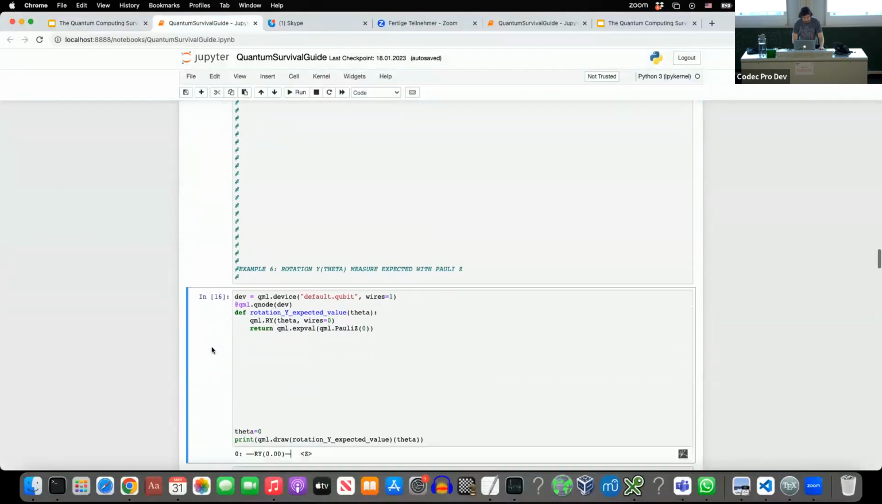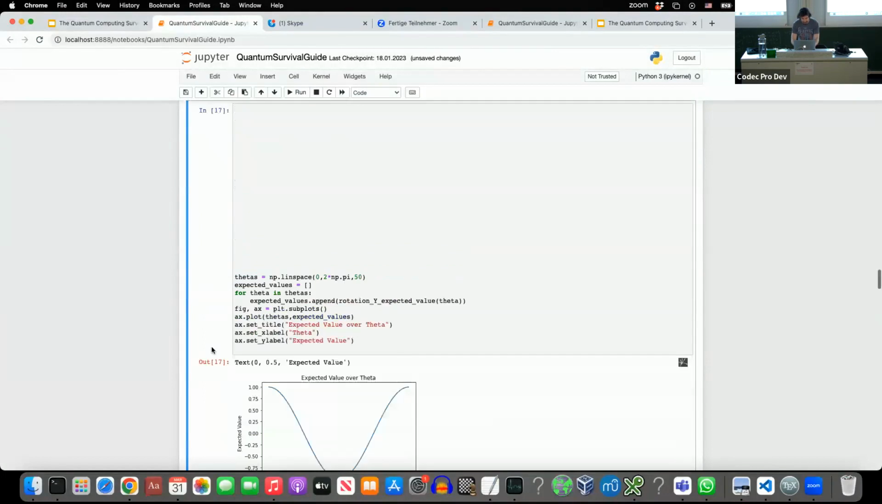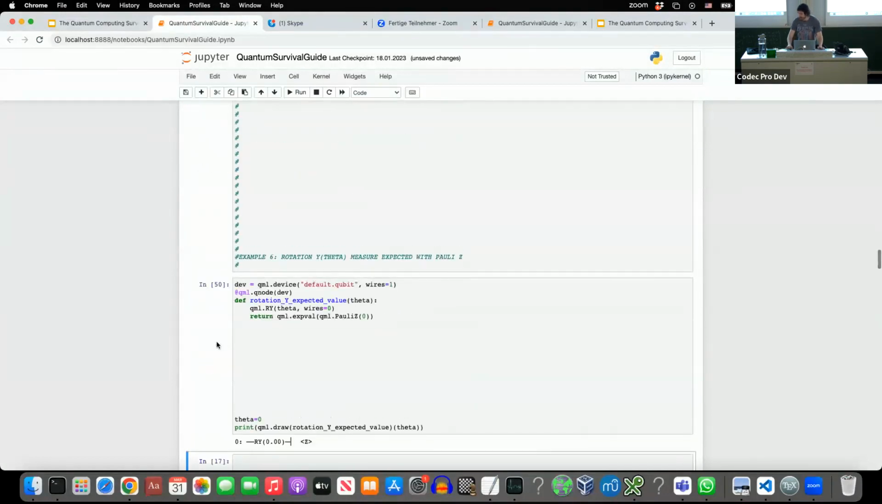So let me define this circuit. It should be nothing new, except we now have this Ry as our gate. And for illustrative purposes, I specified a theta of 0. I just needed to put something there so that the diagram would be drawn by PennyLane.